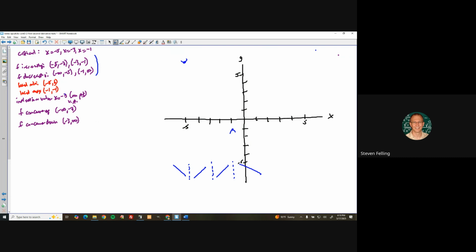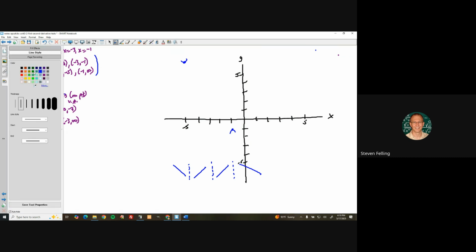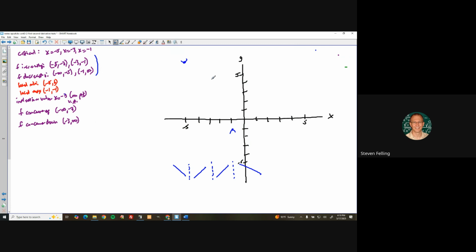So let me change colors here for what we can get from the second derivative. The second derivative, I'll use green for that. So at x is -3, the function curve has a vertical asymptote, but there's also a change in curvature there, because this is concave up all the way from -infinity to -3 and concave down the rest of the way.